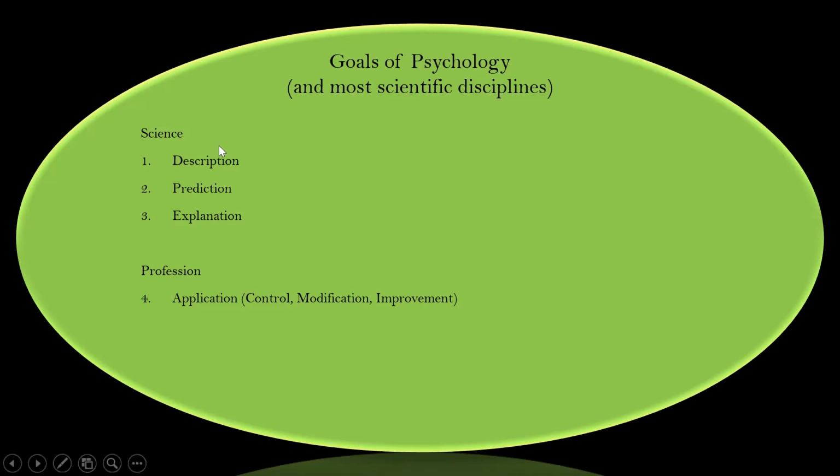But the 3 primary goals associated with any science are going to be description, describing some phenomenon accurately, reliably, being able to predict this phenomenon, and ultimately, hopefully, explain that phenomenon. And if you do this well, then hopefully you can take that knowledge and apply it to the real world where you can control, modify, improve some aspect of that phenomenon.